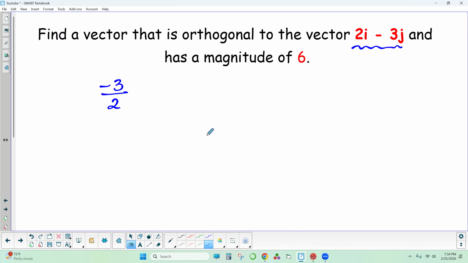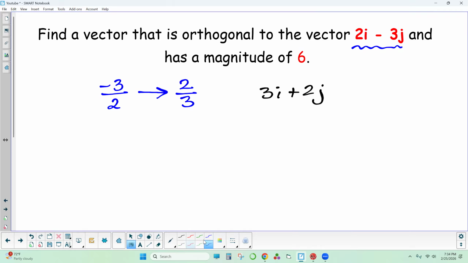So if I want to write a vector that is orthogonal, I'm going to take the negative reciprocal, which would be positive 2/3. All right. So if I write that in the form ij, then my vector will be 3i plus 2j. Okay, so this vector is orthogonal, but I want it to have a magnitude of 6. So what I need to do is find the magnitude of this vector.